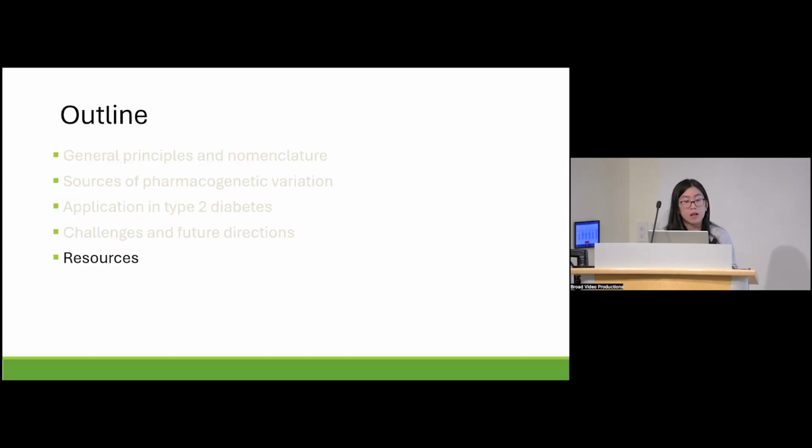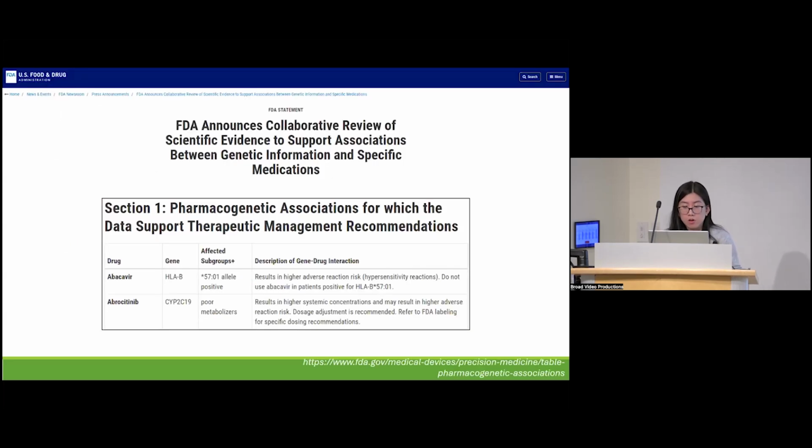Okay, and then here I'll end with some resources for those of you who might be interested. So the FDA actually announced a couple of years ago a collaborative review of the evidence to support some of these pharmacogenetic associations. You can go on their website and they have a list of curated associations where there is strong data, and then a couple of sections where there is supportive data. So you can look there for some of these well-established variants, some of which I've already mentioned in this talk.